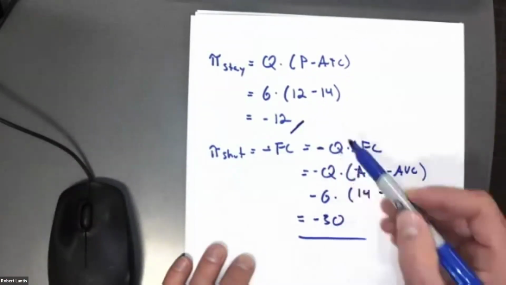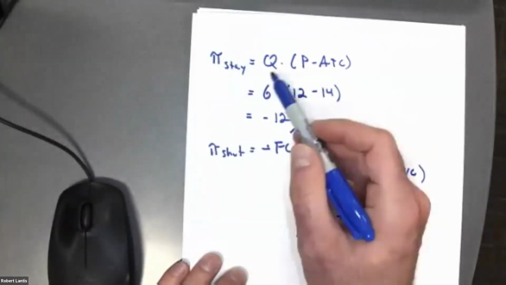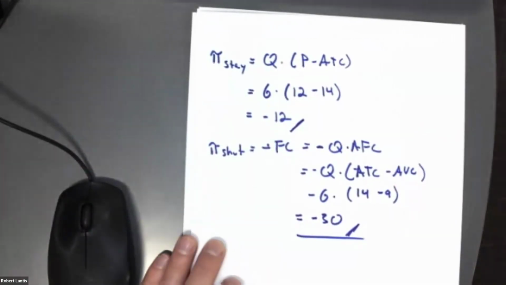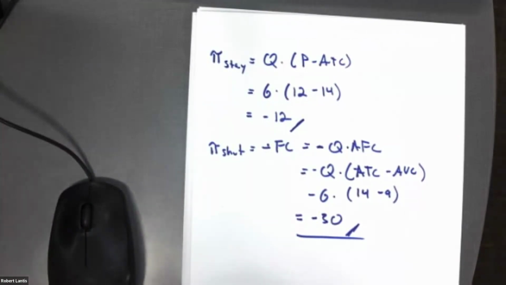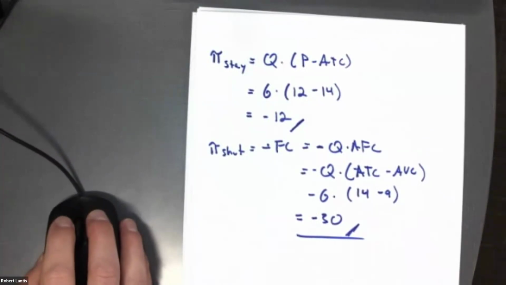So where are my profits maximized, or where am I minimizing my losses? By staying open and producing a quantity of 6. And I can prove that to myself if I calculate my profits from staying open versus my profits from shutting down.